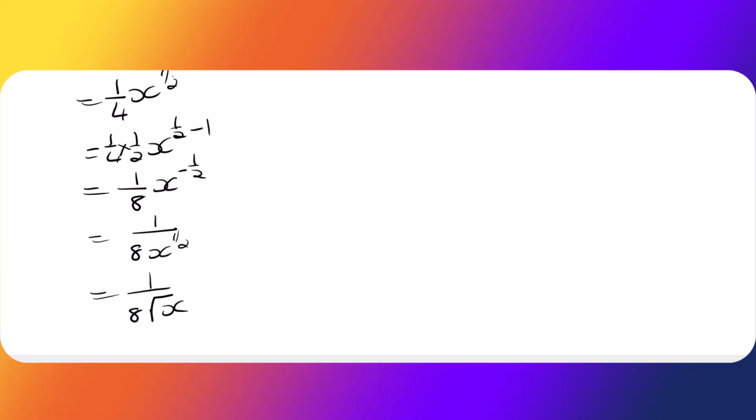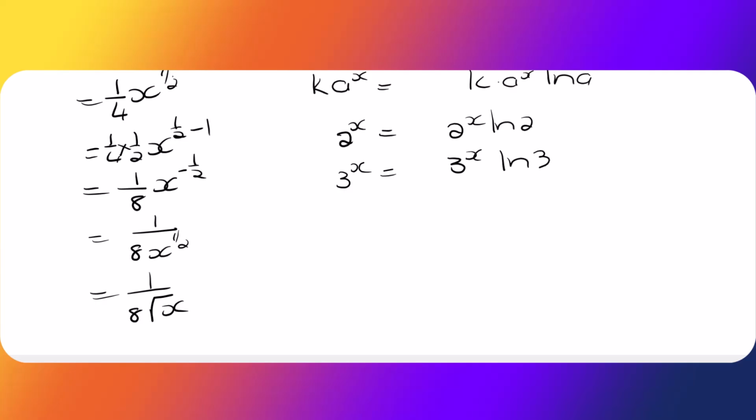Okay. If you look in your formula sheet, your second one, you get k a to the exponent x. If you differentiate that, you get k a to the exponent x ln a. Okay, what that means is we work with a constant number. A is, for example, 2 to the exponent x. So that will be 2 to the exponent x ln 2. If I have 3 to the exponent x, it will be 3 to the exponent x ln 3.